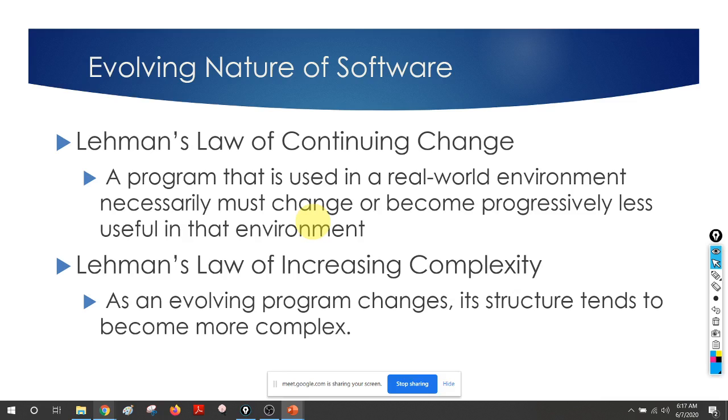Okay, right. So the second law is Lehman's law of increasing complexity. As an evolving program changes, its structure tends to become more complex. Right, so that is all about that. Because when we keep applying changes, modifications, new requirements, our design, our product is going to be more and more complicated. So that is another reality. So we have to face those realities. We have to keep on changing. At the same time, we know that when we keep changing, the product is going to be more and more complicated. So we have to face those two realities.